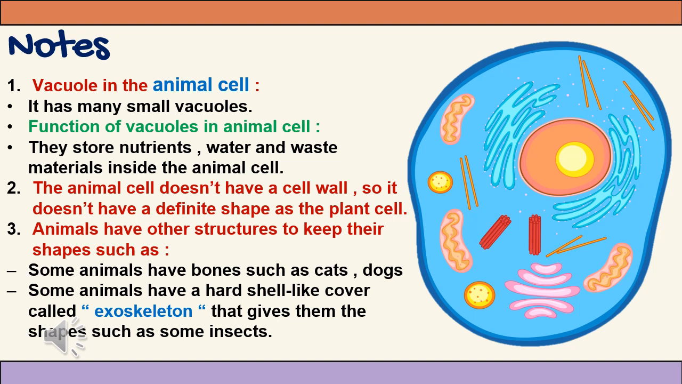What about dogs and cats? Do you think that dogs and cats have a definite shape? Yes, super, they have a definite shape. Do you know why? Super, because they have bones inside their body. Also, some animals have a hard shell-like cover which is called exoskeleton that gives them their shapes, such as some insects.